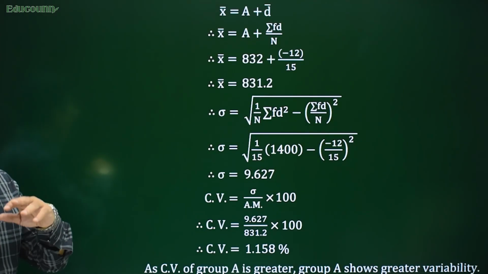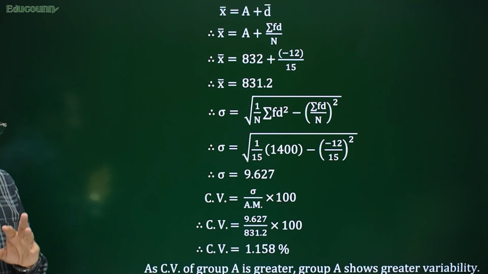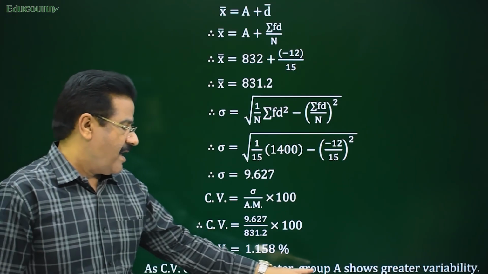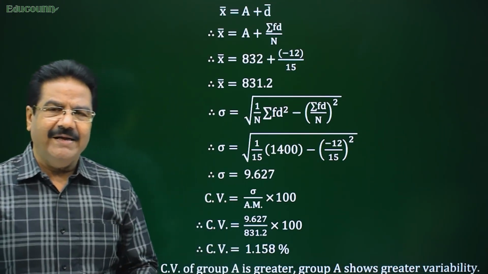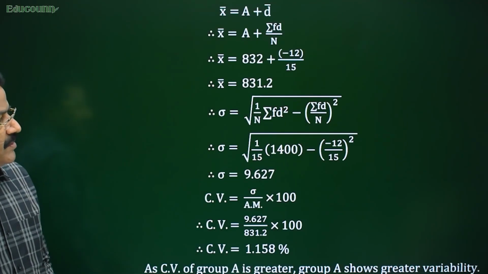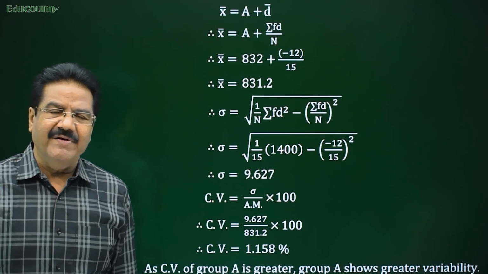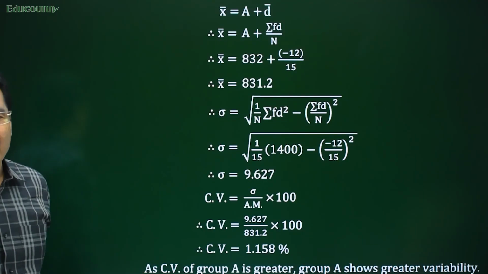Coefficient of variation of group A is greater than group B, and therefore we can say that group A shows more variability, or greater variability, compared to B. So this is all about the concept of arithmetic mean, standard deviation, and coefficient of variation.